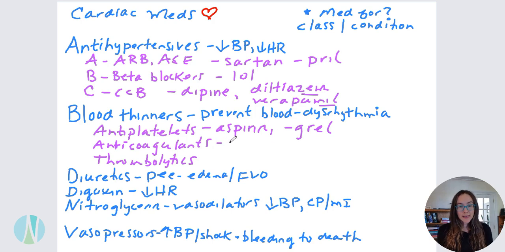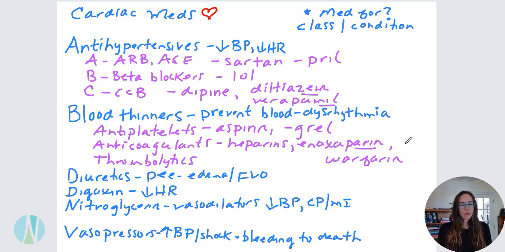Your anticoagulants are your heparins. So it could just say heparin. Sometimes it says enoxaparin. And I know that they end in parin. And then there's warfarin. Now, one more anticoagulant. A lot of people, for some reason, always forget these medications, but they end in aban. So apixaban, rivaroxaban. So definitely remember those.